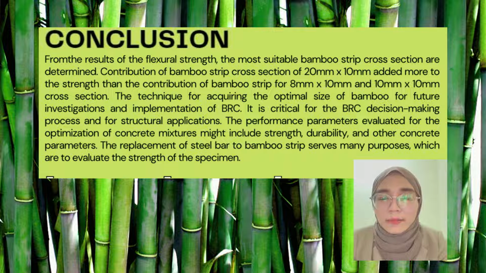highest load failure among BRC8, BRC10 and plain concrete, while the load failure of BRC20 is slightly below the load failure of SRC8. The bamboo strip cross-section of 20 mm contributed more to the strength than the bamboo strips of 8 mm by 10 mm and 10 mm by 10 mm cross-section. Based on this observation, BRC20 produced the highest value of tensile strength in flexural strength and was considered a benchmark for determining the ideal size for future work.